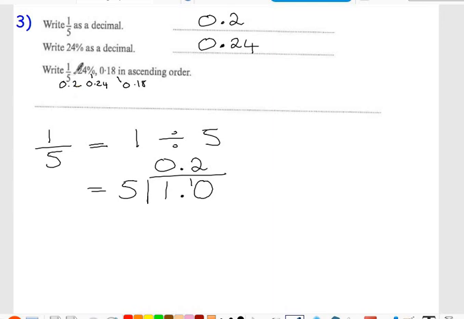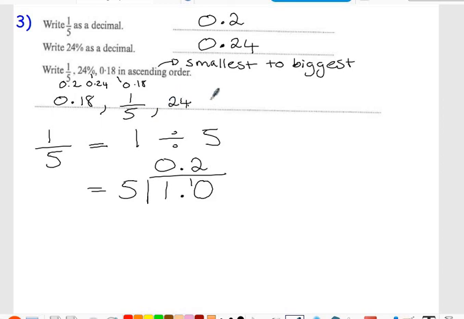From the first part. So we can clearly see now the smallest value, ascending meaning smallest to biggest. We can see the smallest value is 0.18. Then the next smallest, as it has the smallest tenths value. Yeah, 1 is smaller than 2, and we can see then 0.2 is smaller than 0.24, so 1/5 is coming next, and then finally we've got 24%.